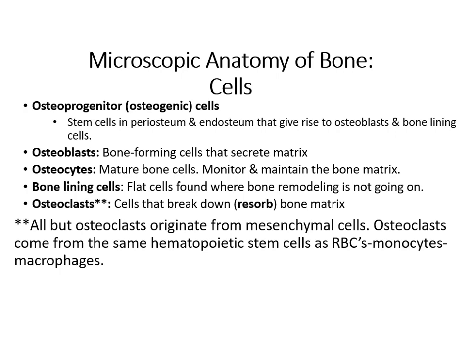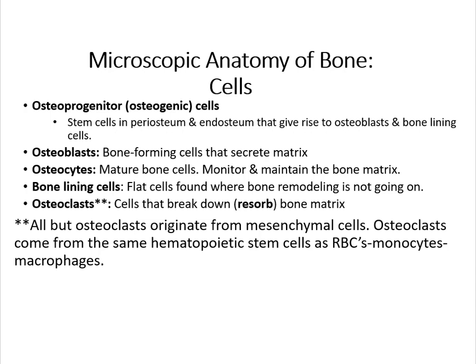We're going to continue on and look at the different types of cells you can find in bone. Osteoprogenitor cells are stem cells found in the periosteum and endosteum that give rise to osteoblasts and bone lining cells. Osteoblasts are bone-forming cells that secrete matrix, and they can mature into osteocytes that monitor and maintain the bone matrix. And bone lining cells are just flat cells found where bone remodeling is not going on. They can help the osteocytes.